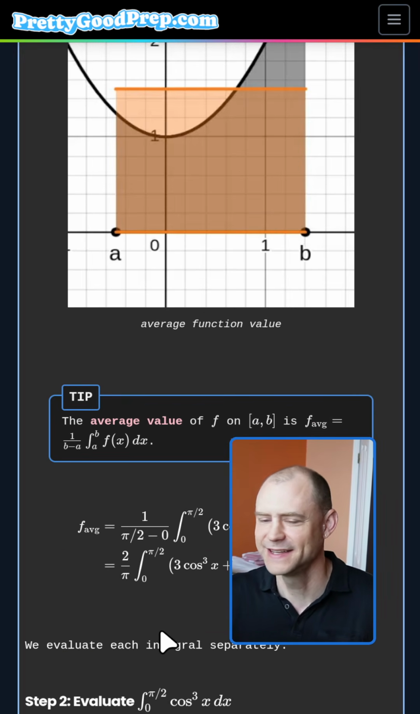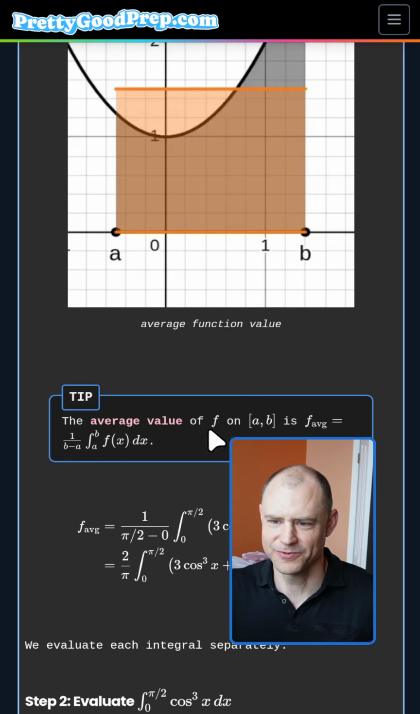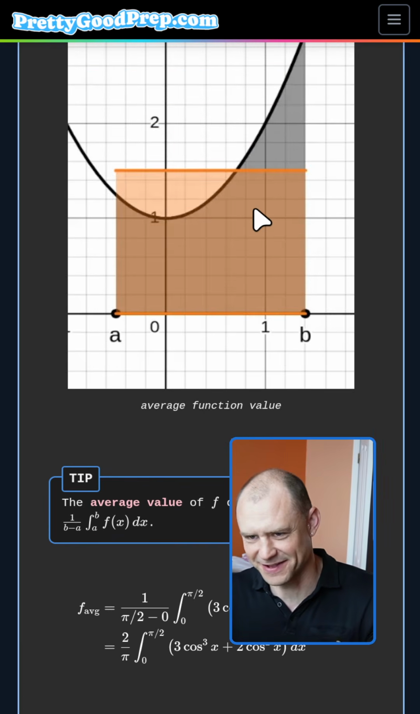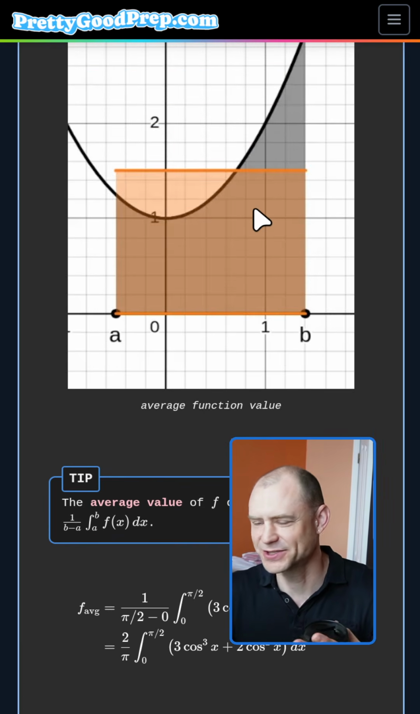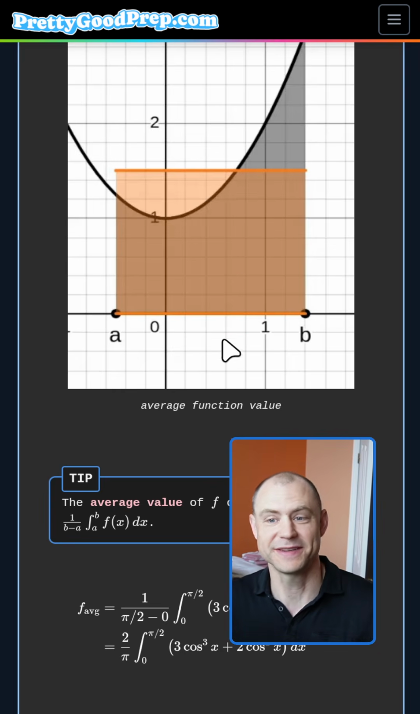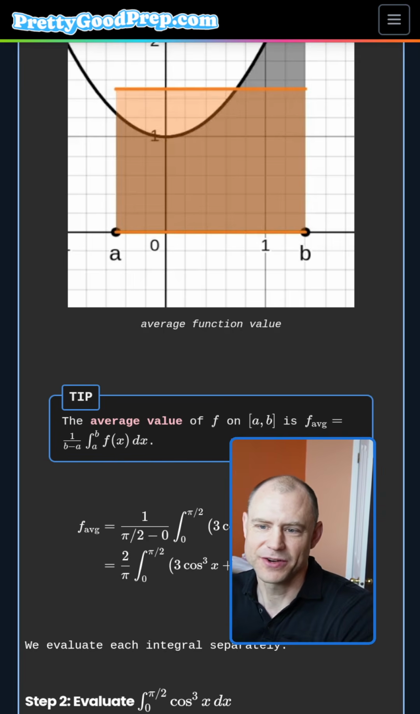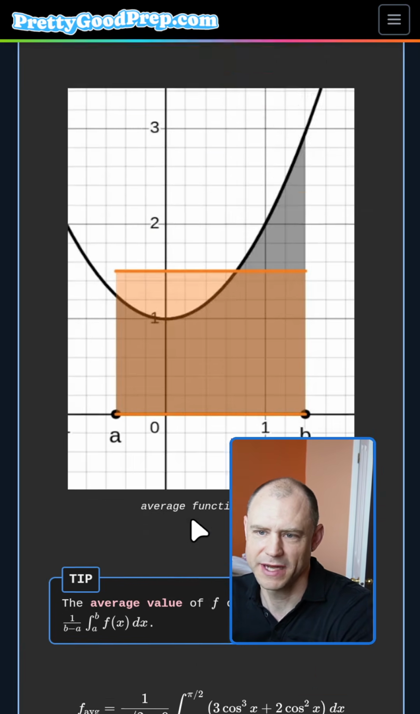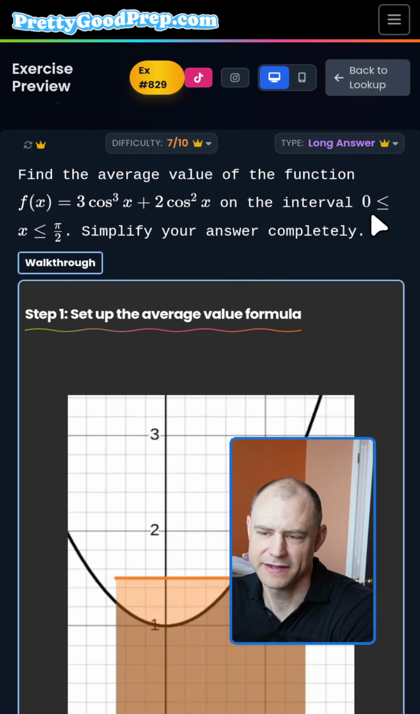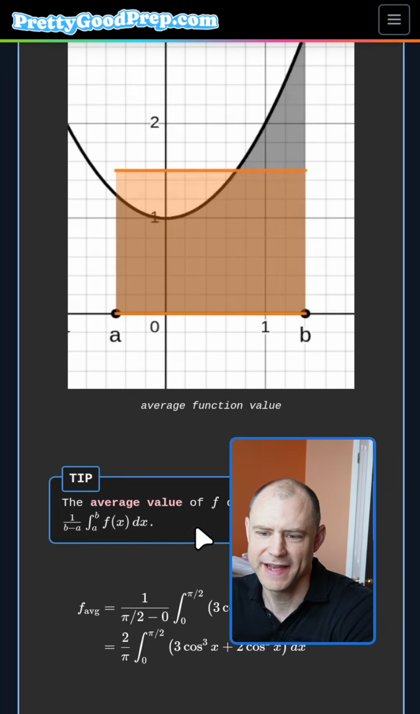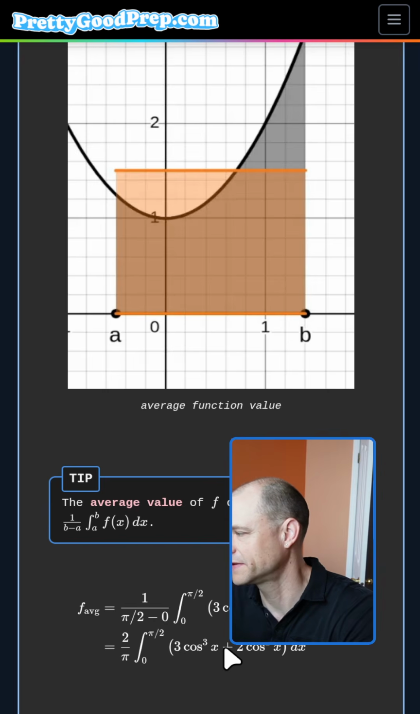All right, anyways, so let's go through this. Once you see what it is, it's extremely easy to finish the computation. All we have to do is integrate our function over our interval. Why do we have 0 to pi over 2 here? Well, they told us that in the exercise, 0 to pi over 2. And then we divide by the length of the interval. It's easy peasy. Now we just have to do these integrals here, which are not super difficult.